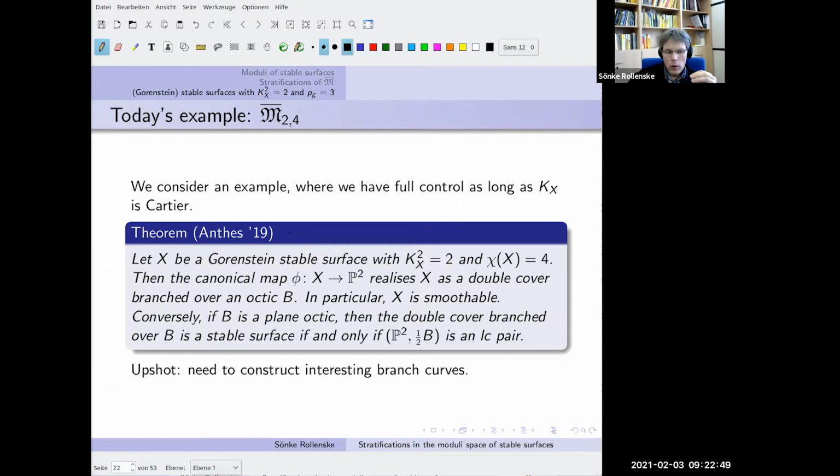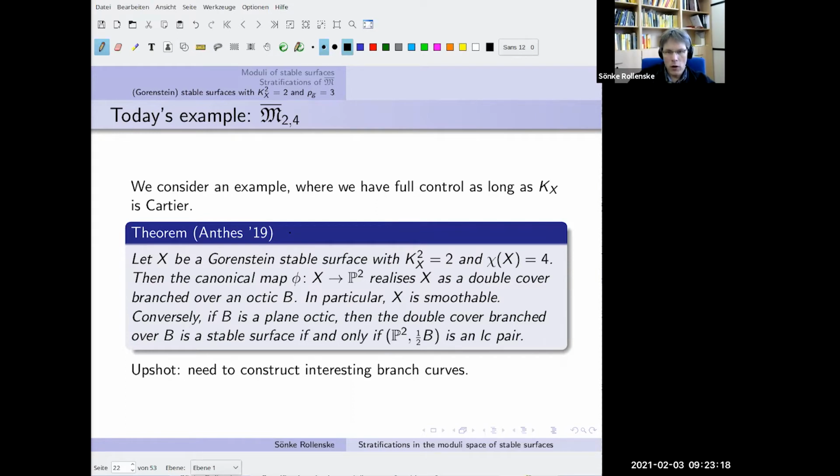So we look at this question from the beginning. If I know all the surfaces in the inside of the Gieseker moduli space, if they are easy, what happens at the boundary? That's an example where I should have a chance to say what happens at the boundary. So this was worked out by my student Ben Anthes, and here's the theorem.